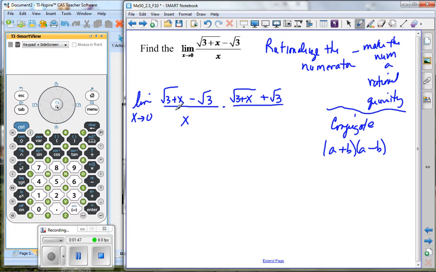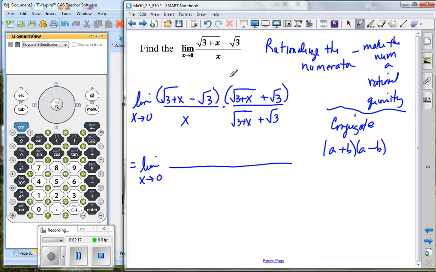Only way I can do that is if I multiply by a factor of 1, so I'm going to have to multiply a fraction whose denominator is the same as the numerator. Keep in mind, we have to keep writing the limit as x approaches 0 until we use direct substitution. Okay, so in our numerator now, if we think of these as two binomials, we're going to use the FOIL process. So we're going to use FOIL, first, outside, inside, last.